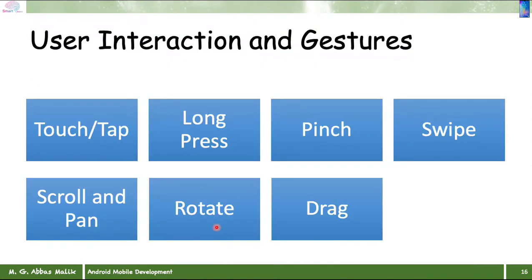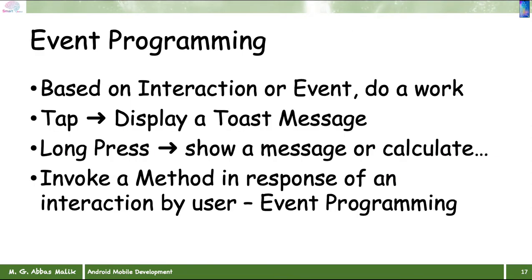So now we have different types of interactions. We can tap, we can long press, like we press the finger and hold for some time, that's a long press. We can pinch, swipe, scroll, rotate, and so on. So there are different types of interactions present inside Android. Based on the interaction or events, we do some work. For example, we tap on some button, it will show a message to the user, or maybe it will do some calculations, or maybe it connects to the internet. So we can do whatever we want.